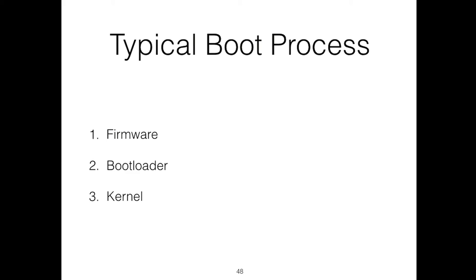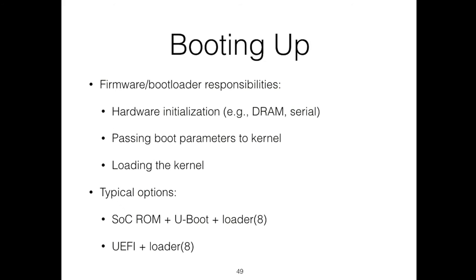So I'm going to go over the typical boot process and how the kernel boots up. In general, this is true on all architectures. You have some kind of firmware, and then you have a bootloader or multiple levels of bootloaders, and then the kernel runs. The firmware and the bootloader's job is to set up the environment so that the kernel can do its thing. Together they do some hardware initialization like DRAM and serial. They'll pass various boot parameters to the kernel, and they'll load the kernel.